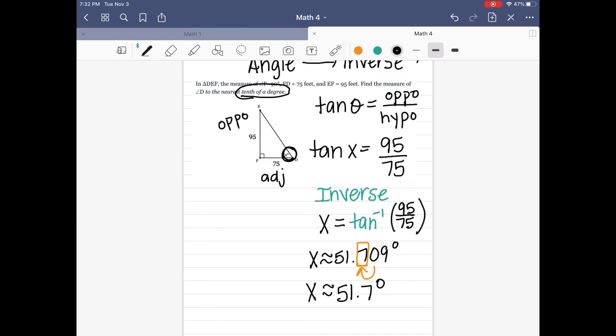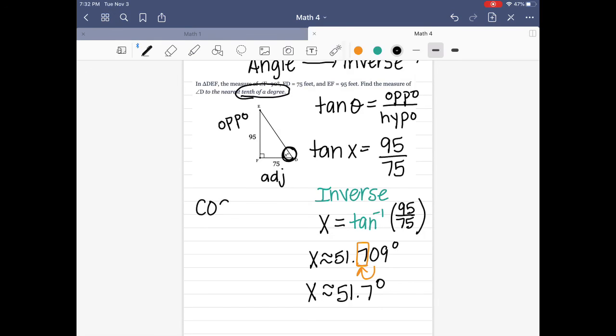So a couple of key things to remember for any of these problems. Make sure you identify your sides. Do I have an opposite? Do I have adjacent? Do I have hypotenuse? That will determine what trig ratio to use, because if you do not use the correct trig ratio, you will not get the correct answer. If you use sine and you're supposed to be using tangent, it's going to give you the wrong value. So you have to make sure you're using the correct pieces.